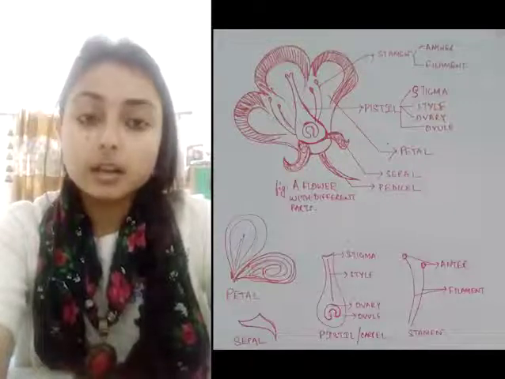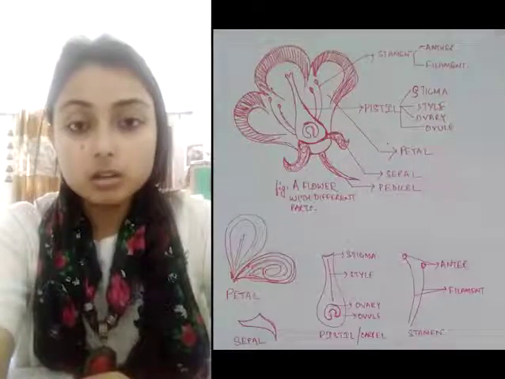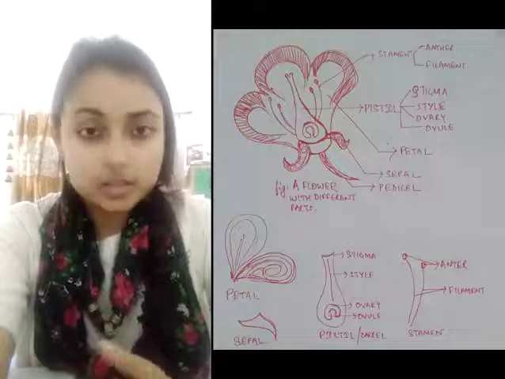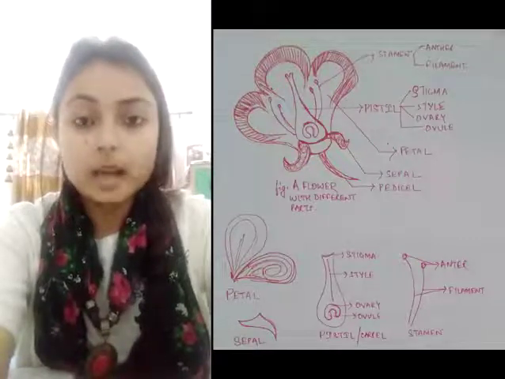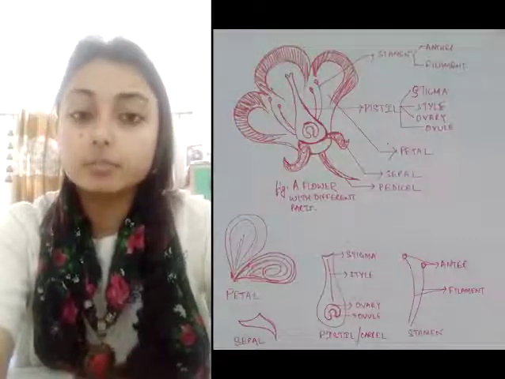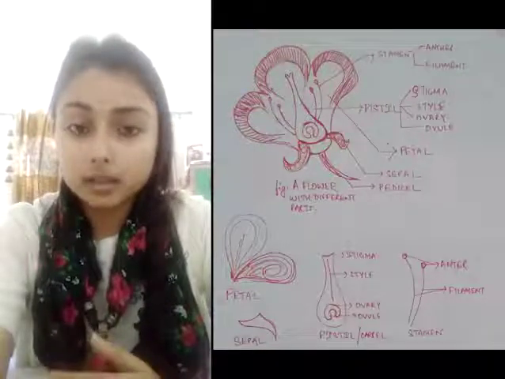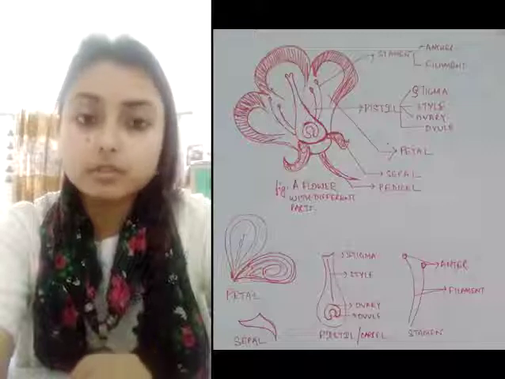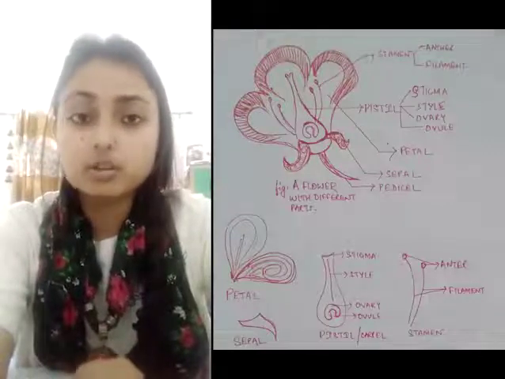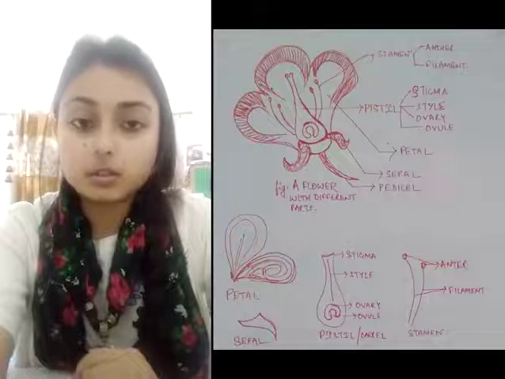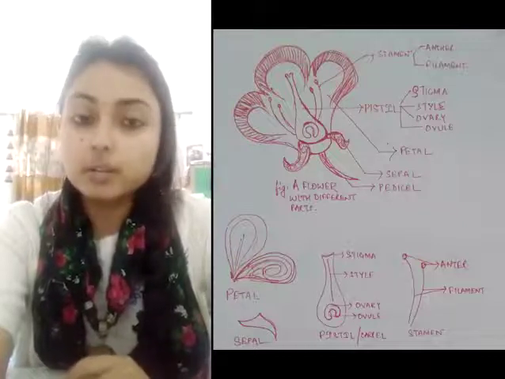Leaf consists of a long or short leaf stalk which is called the petiole, and they have an expanded leaf blade which is called the lamina. So what is petiole? Petiole is the short leaf stalk. It may be short or long. It is the short or long leaf stalk which is called petiole, and the expanded leaf blade is called the lamina.